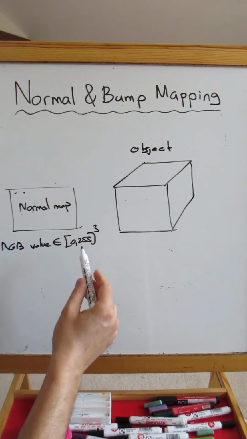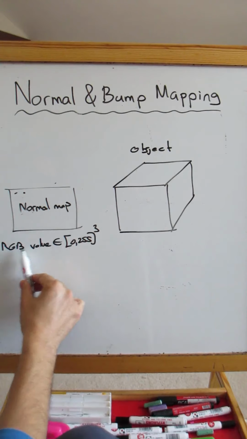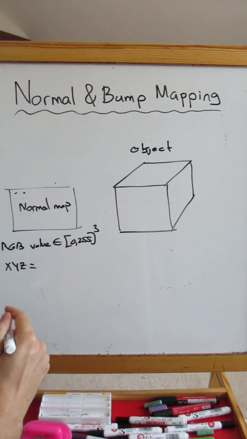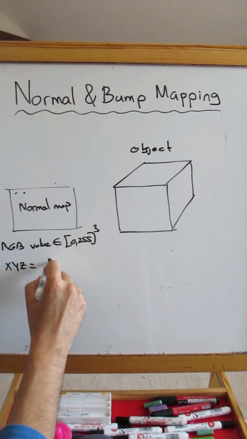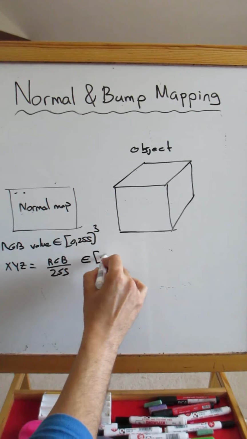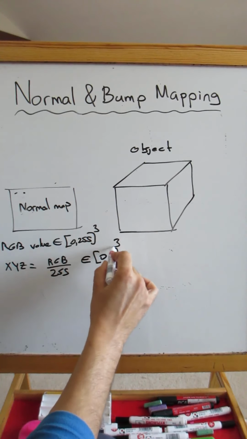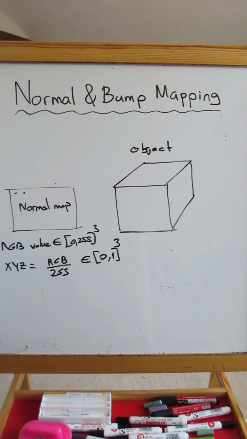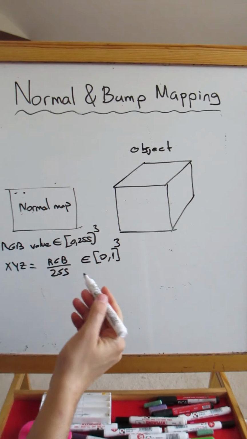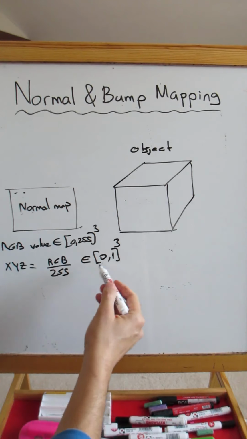So let's say we first take the RGB value. Now we can compute, let's say, the XYZ value by dividing this RGB value by 255. So this result is then going to be in the 0 to 1 range. XYZ is going to be 0 to 1. But as you know, normals can point in any direction. They can point in negative x, negative y, so they can point in different directions. So 0 to 1 limits us. Okay, 0 to 1 is not enough.